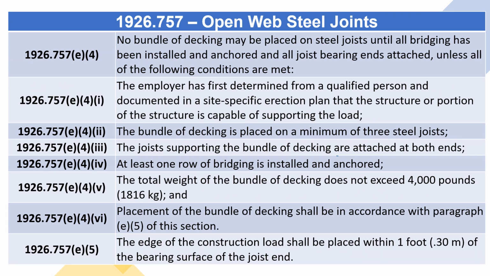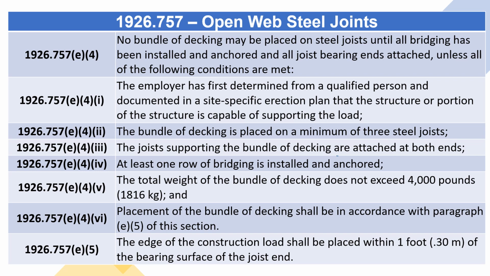1926.757 E4. No bundle of decking may be placed on steel joists until all bridging has been installed and anchored and all joist bearing ends attached, unless all of the following conditions are met. 1926.757 E4(i) through (vi). The employer has first determined from a qualified person and documented in a site-specific erection plan that the structure or portion of the structure is capable of supporting the load.